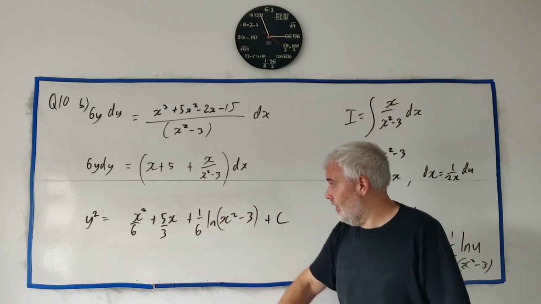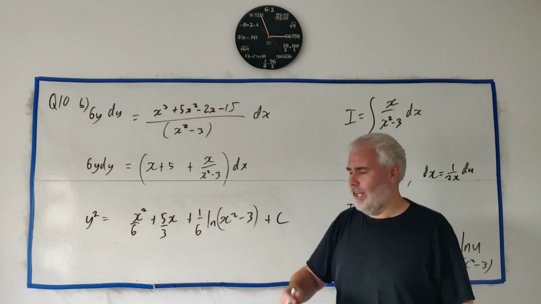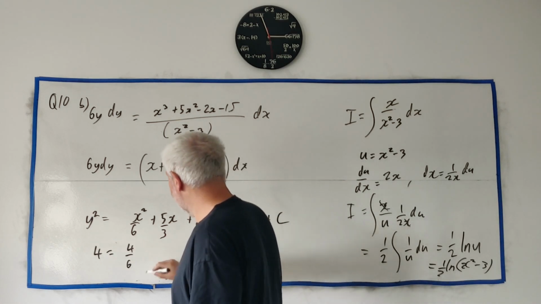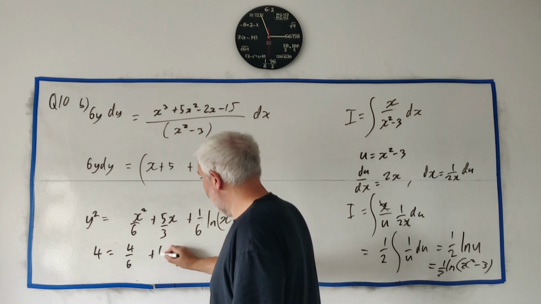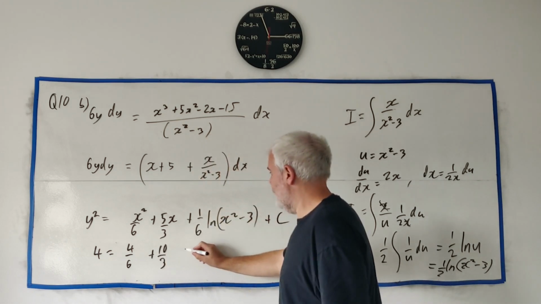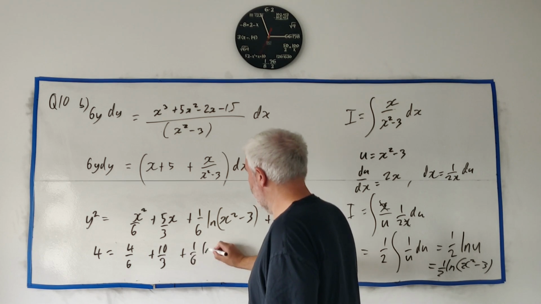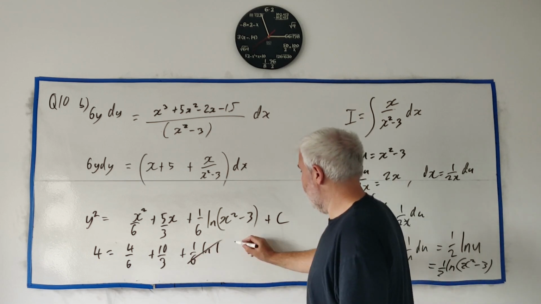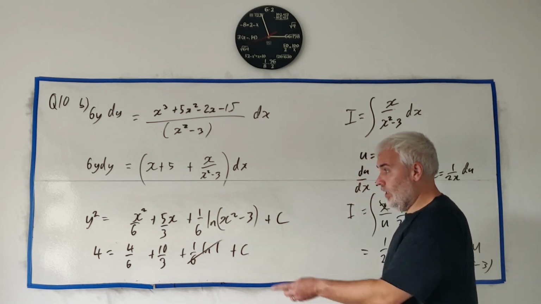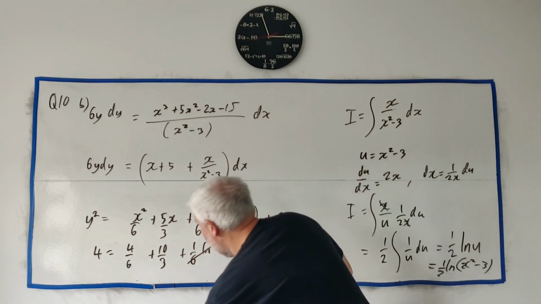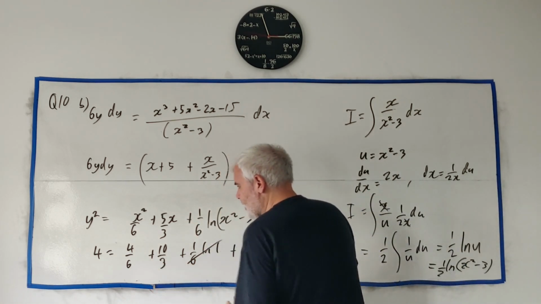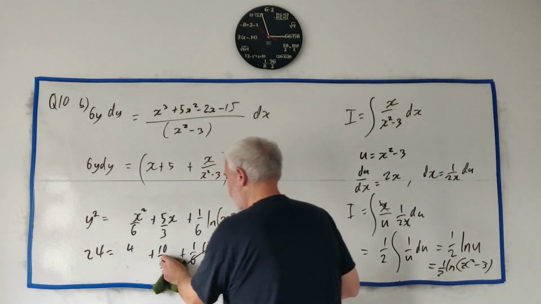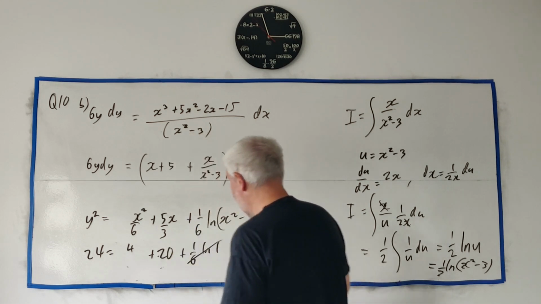So let's just fill them all in. y equals 2 and x equals 2. This becomes 4. This becomes 4 over 6. This becomes 10 over 3. This becomes 1 over 6 times natural log of 4 minus 3. That's 1. And that's going to go to 0. Plus c. We can multiply everything by 6 to get rid of these 6's. I'm a little out of room, so I'll just put that in there. 24. That'll become 20. That's nothing.